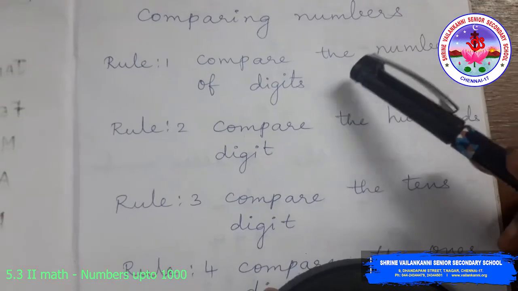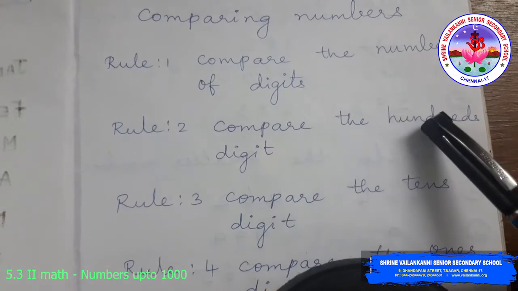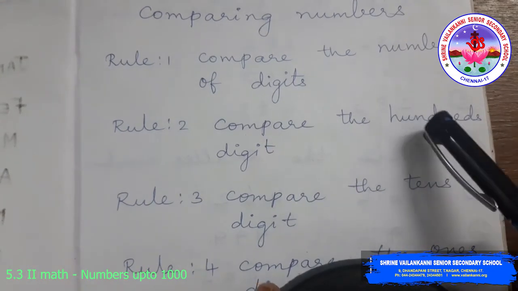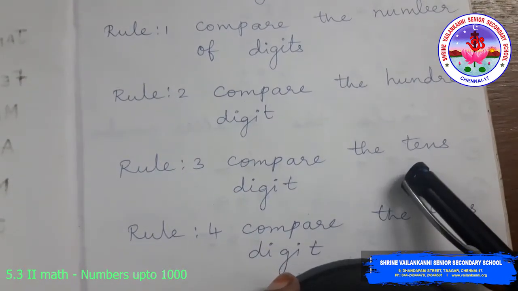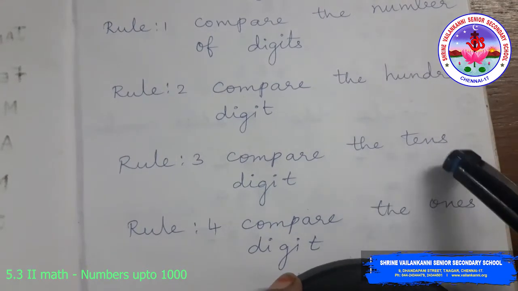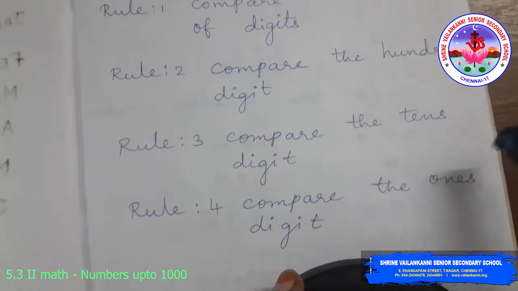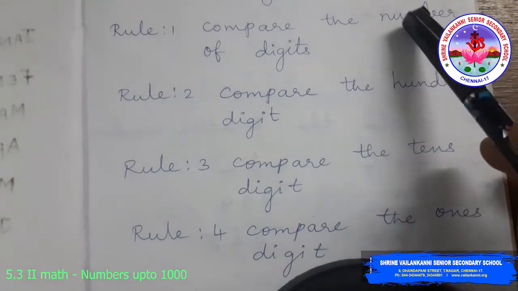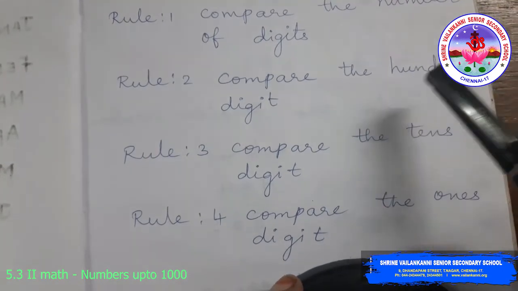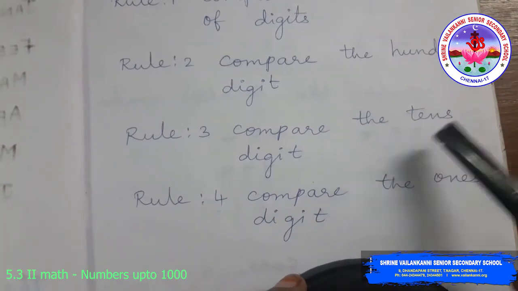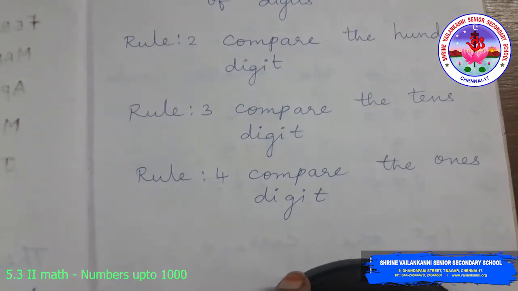After that, if the number of digits is the same, you compare the hundreds digit. If the digit in the hundreds place is the same, then you compare the tens digit. If that is also the same, then you compare the ones digit. You have only 4 rules. Number of digits you will compare. If that is the same, then you compare the hundreds digit. If that is also the same, you compare the tens digit. If that is also the same, you compare the ones digit. We'll do a few sums so that you will be clear with the concept.